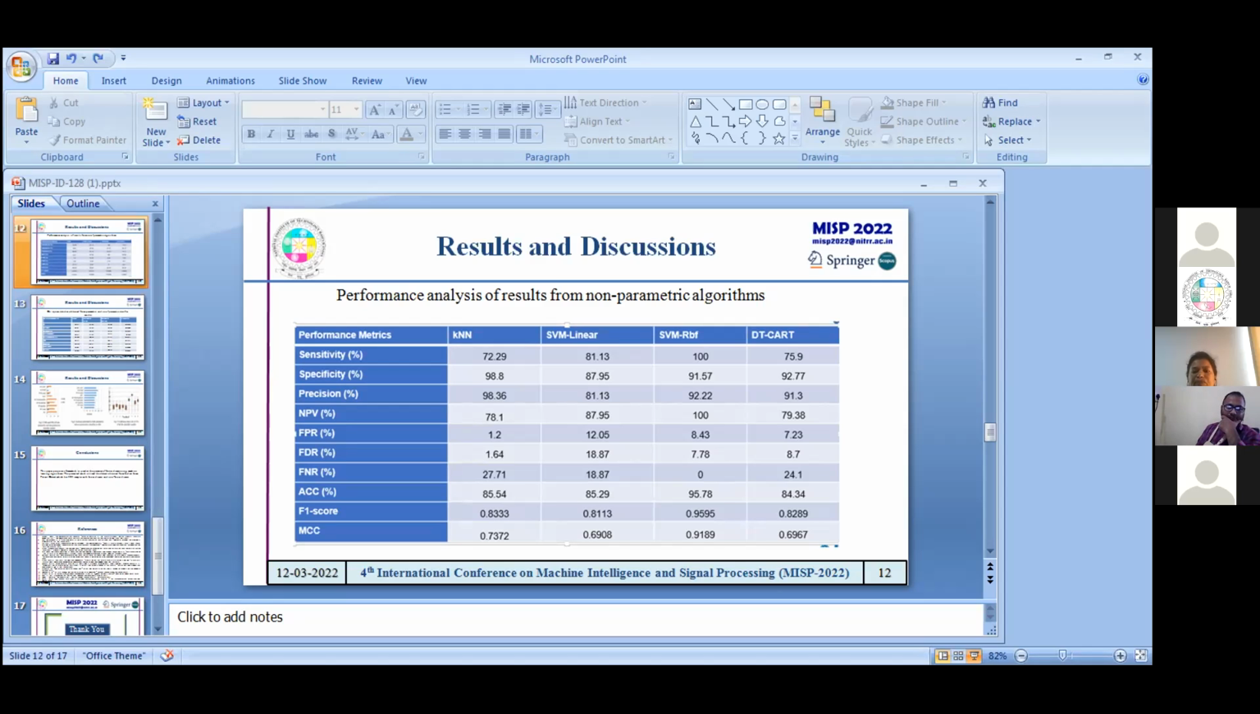And when you come to the false negative rate and false positive rate in this graph, you can see that SVM is very much lower when compared to all other classifiers.